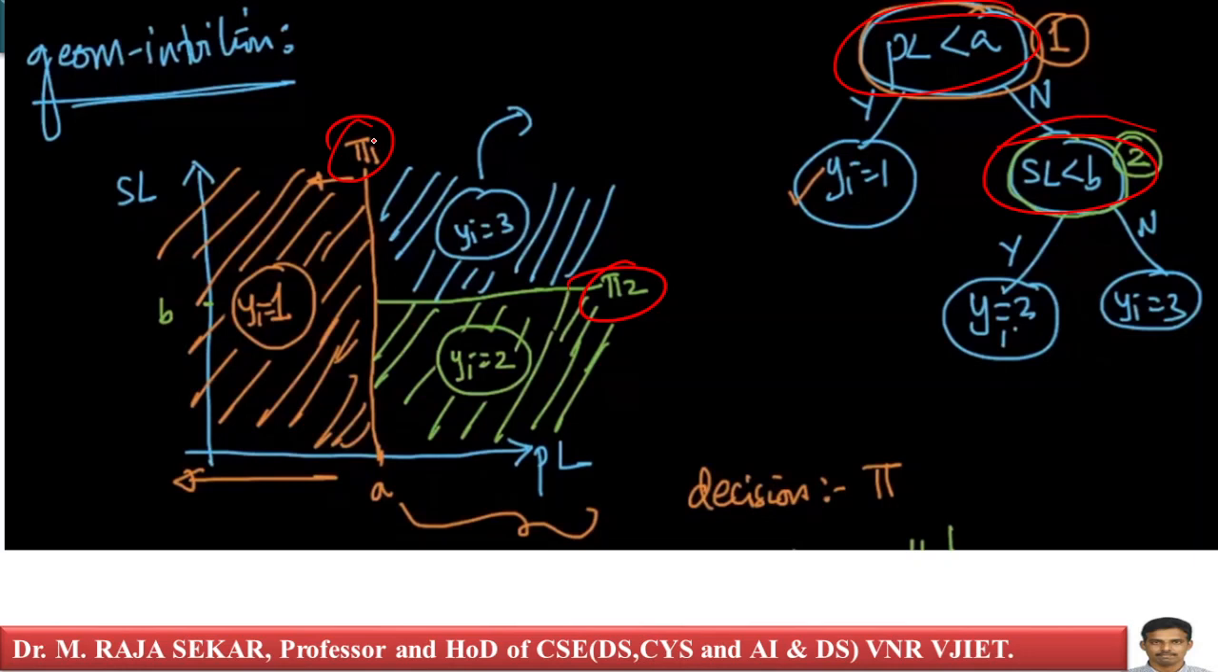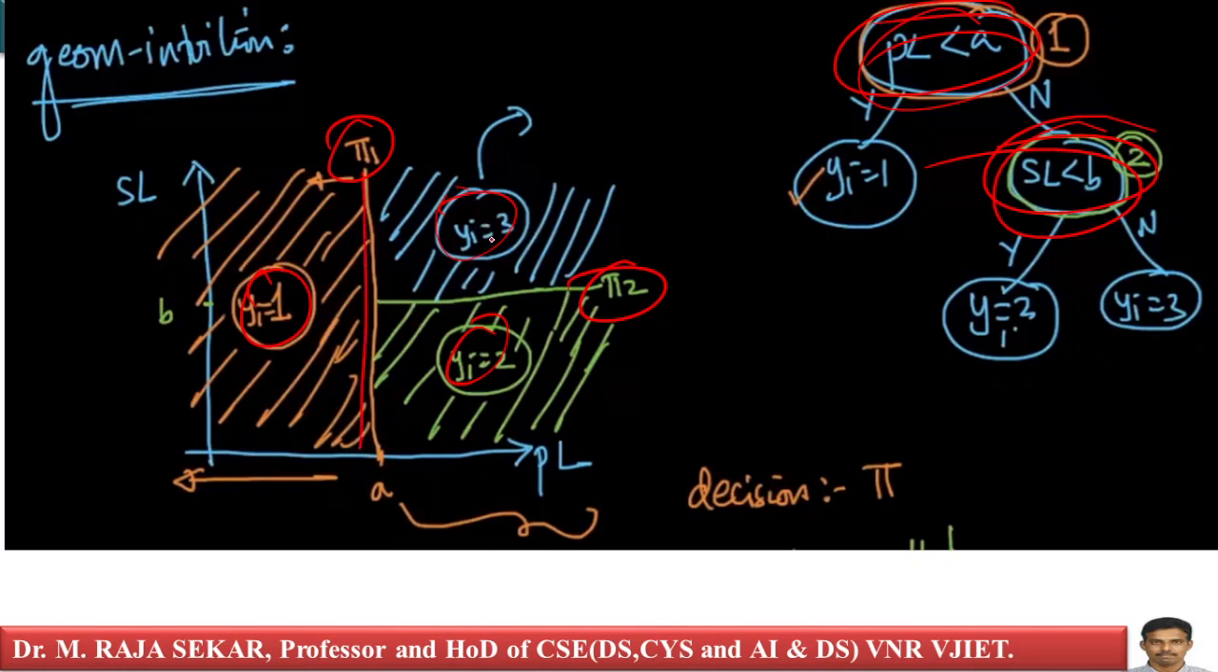Now, you have broken the whole thing into 3 regions because you made 2 decisions. How many decisions did you make? This is one decision. This is another. This whole region is related to y equal to 1. This region is related to y equal to 2. This region is the third region, that is y equal to 3. Isn't it? Now, one very important thing is all of these are hyperplanes. This is a hyperplane, isn't it?